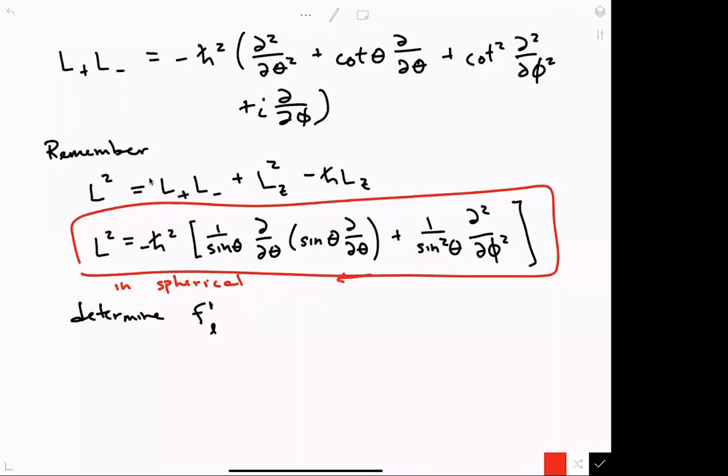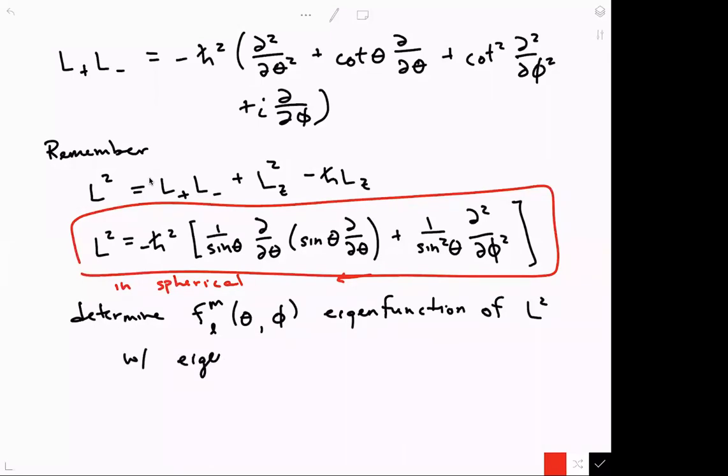So remember, this is where we were trying to get to. We're trying to determine our eigenfunctions as a function of theta and phi. That's our eigenfunction. And it should be an eigenfunction of both our angular momentum squared and the z component of our angular momentum. But when we're taking it as an eigenfunction of our angular momentum squared, it should have an eigenvalue equal to h bar squared L(L plus 1).